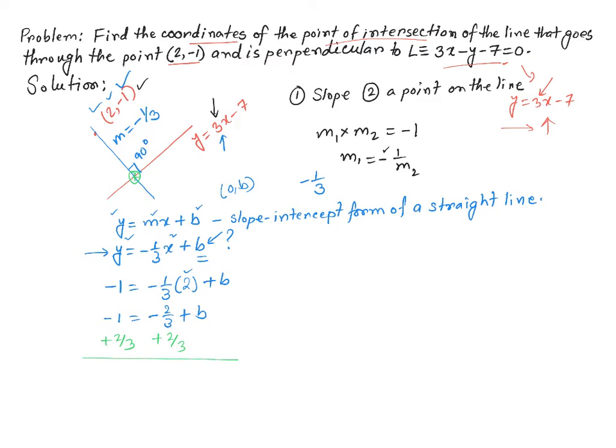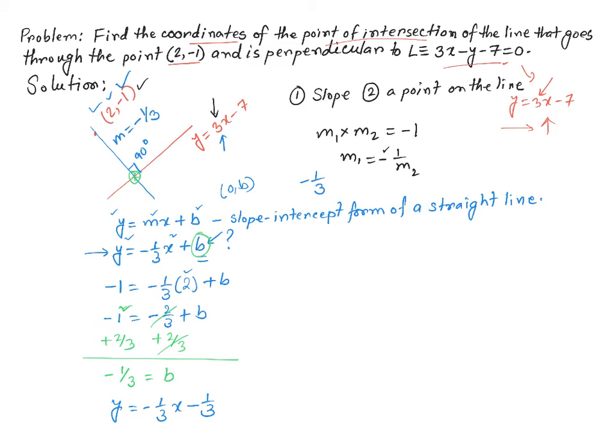If I do that, on the left hand side, negative 1/3 plus 2/3 is going to give negative 1/3, which is equal to positive 2/3, negative 2/3 cancels out, and that gives me b. So I plug in the value of b. The equation of the blue line is going to be y equals negative 1/3 x plus b, but b is negative 1/3. Now I found the equation of the blue line.